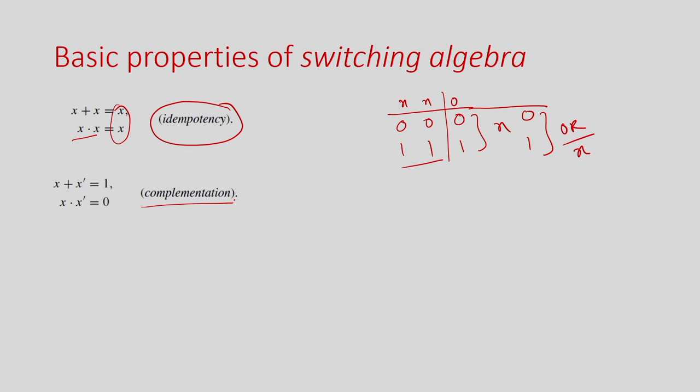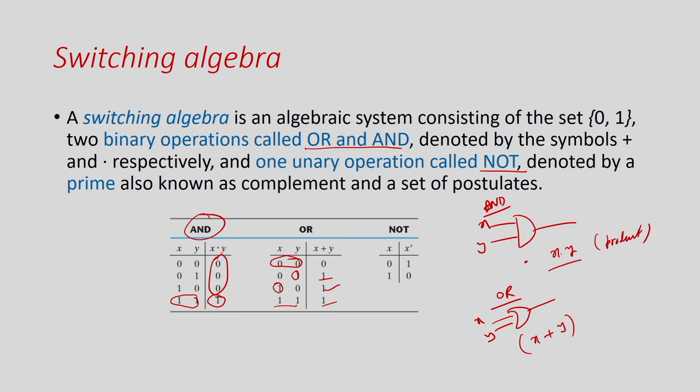Okay. Complementation is important. In this particular slide, I just forgot to talk about NOT. It is basically the complement operator, right? It is denoted by prime. So, if x, then the complement is x prime, okay? It is basically the opposite value. If x is 0, x complement is 1. If x is 1, x complement is 0, right?